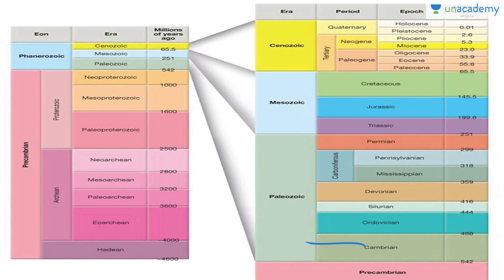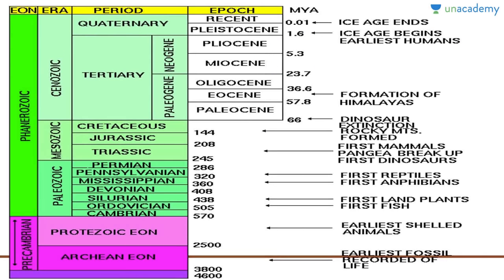You can see it again here. We are in the Holocene epoch of the Quaternary period. This one is the Quaternary period, and this is of the Cenozoic era, and the Cenozoic era is of the Phanerozoic eon. Okay, so this is how the geological time scale helps in knowing what happened on Earth and when it happened, right?